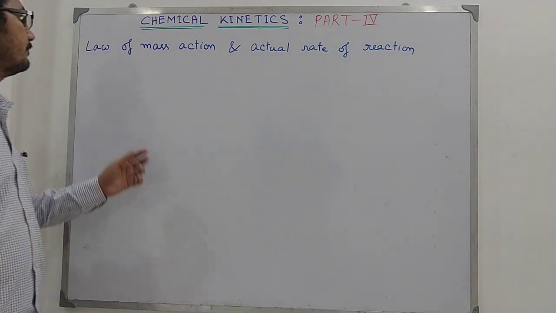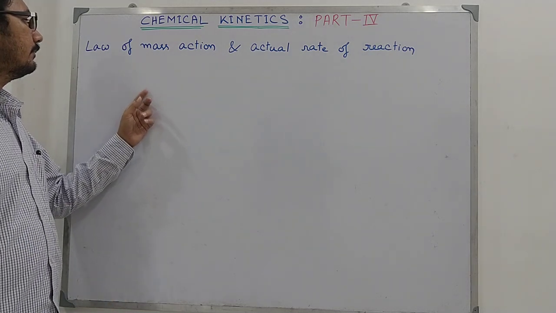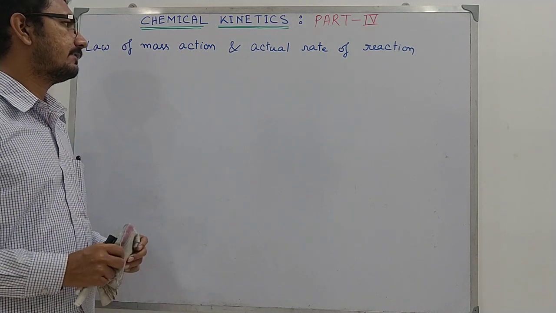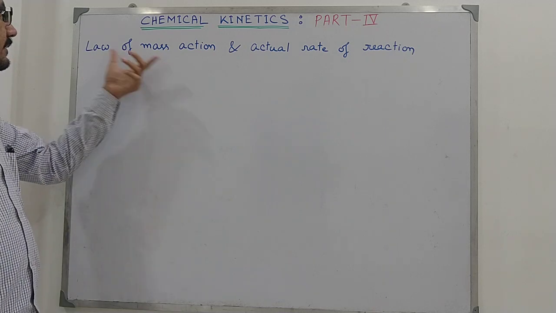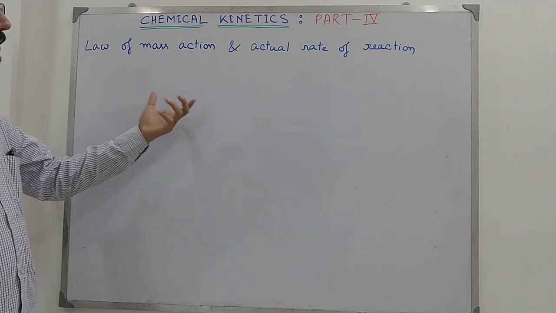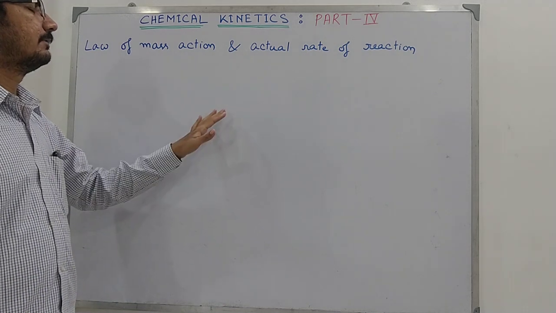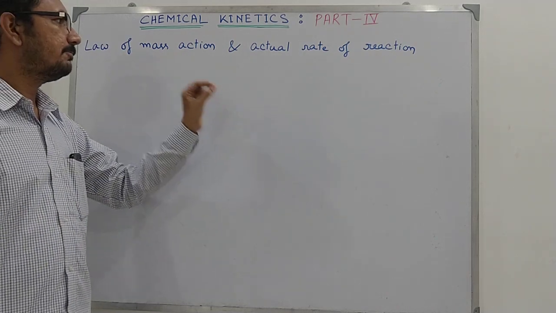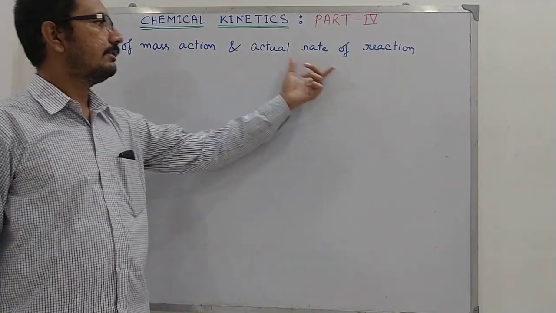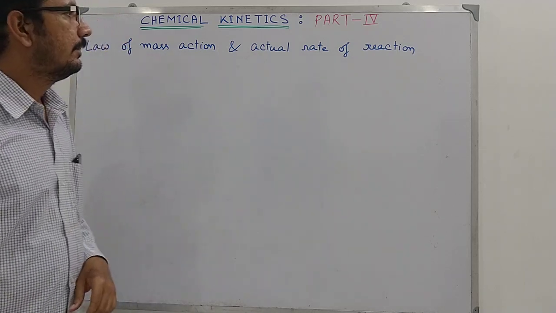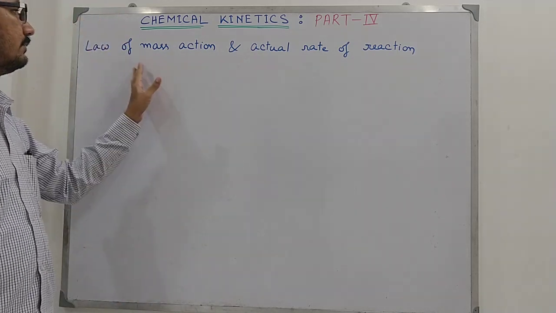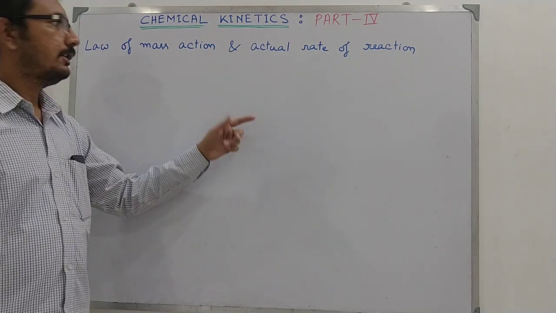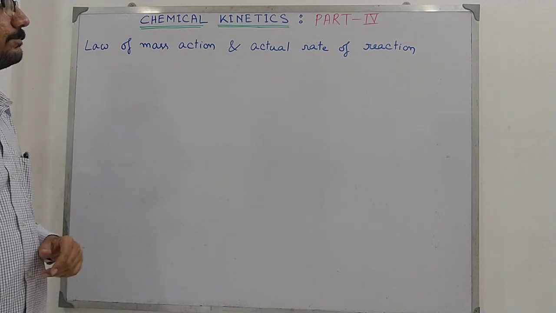Now today I will discuss the law of mass action and the actual rate of reaction. The law of mass action gives us the rate of reaction, that is, the rate equation. But there is a mismatch with the experimentally obtained rate equation. So I will discuss today the rate equation that is experimentally observed and the rate equation that is suggested by the law of mass action.